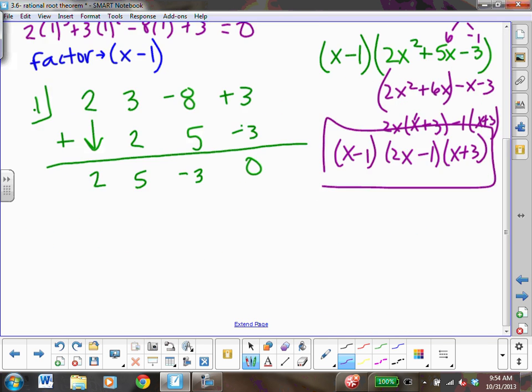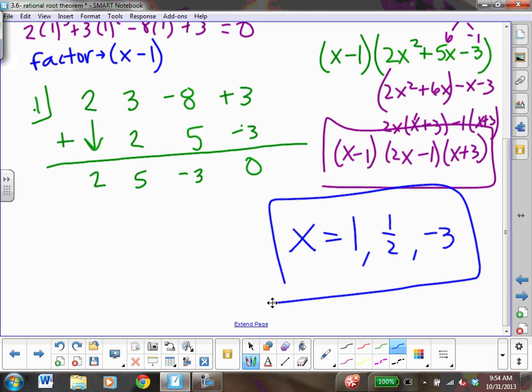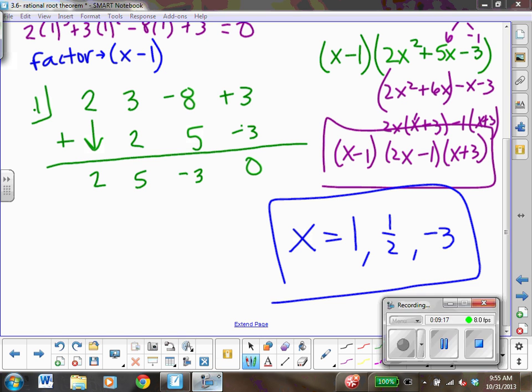So I want to find all of the rational zeros. X equals 1, x equals 1/2, and x equals negative 3. And those would be my solutions. If you have any questions about this, please write them down and we'll cover them more in class.